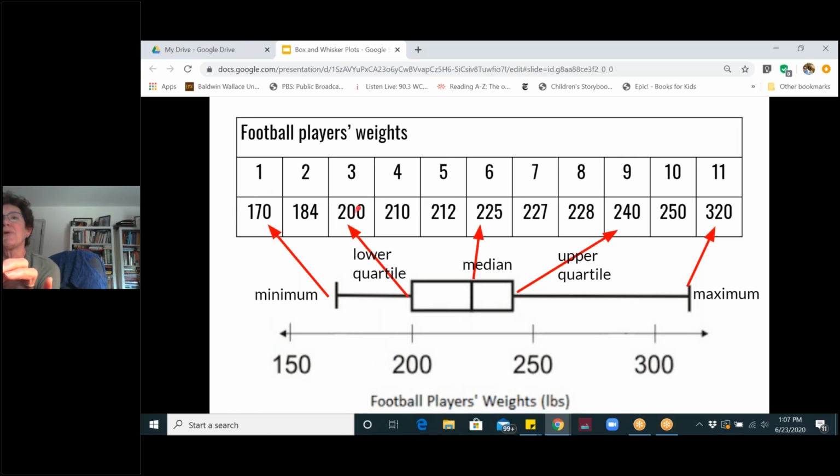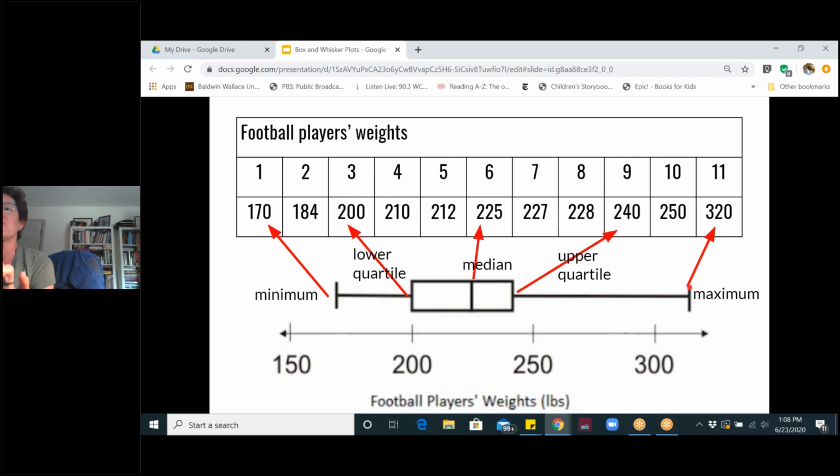And notice that I have put them in order, because one of the key things that you have to do in a box and whisker plot is put your data in order from least to greatest. So we have 170, 184, 200 pounds, 210, and so on, all the way up to 320. And then you just find 5 basic numbers.